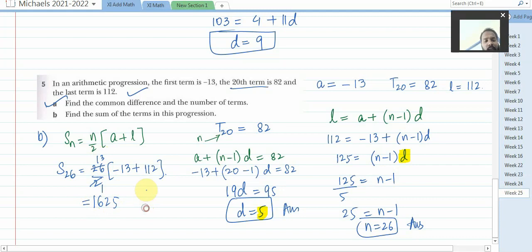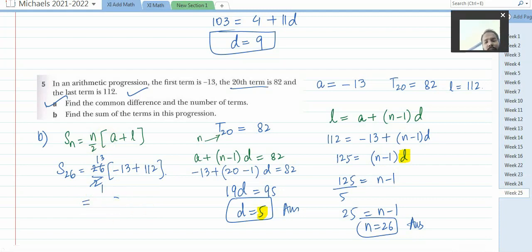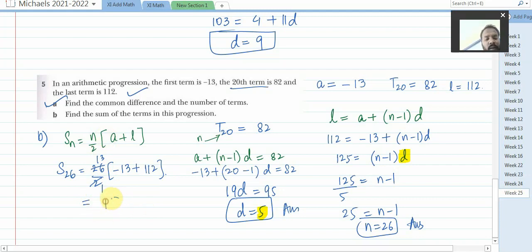It is not equal to 1627, it is equal to 1287. I checked it again. 112 minus 13 times 13, it's 1287. Alright, so that is your sum for 26 terms.